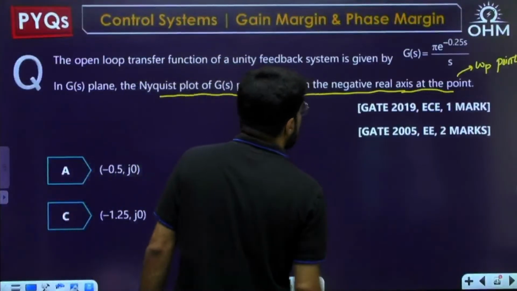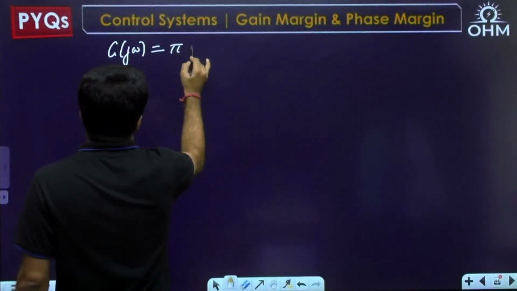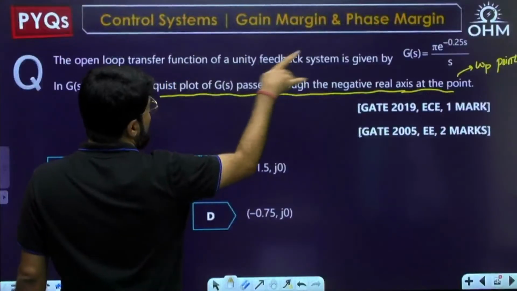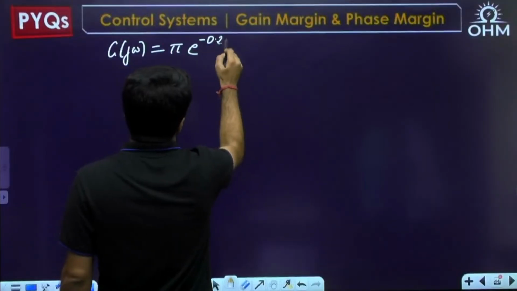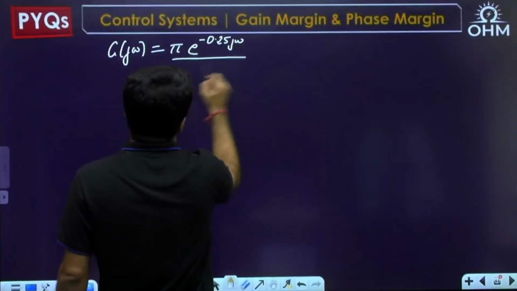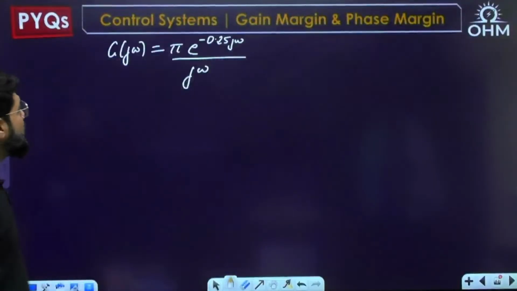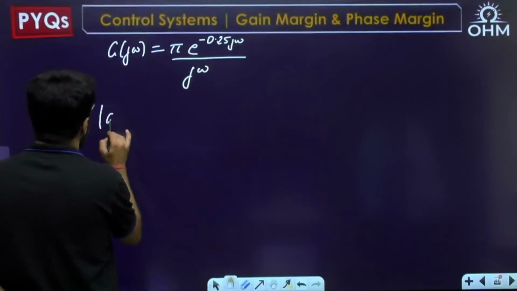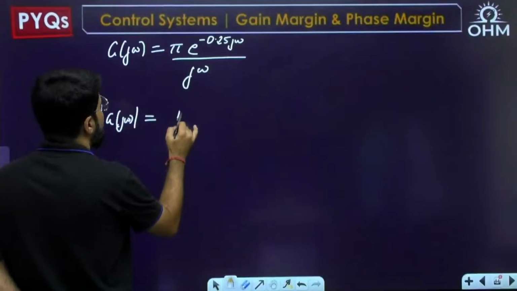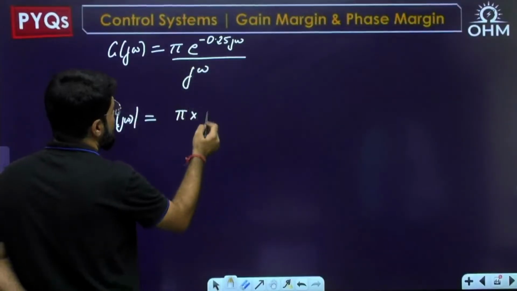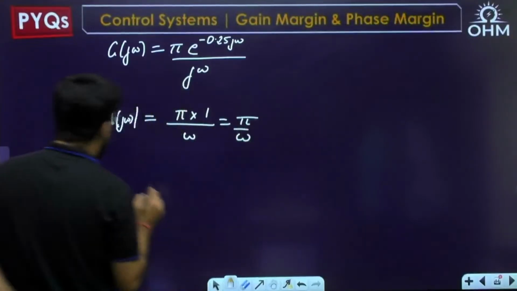So let's solve. What is G(j omega)? Let me convert to the frequency domain. G(j omega) equals pi e power minus 0.25 j omega, the exponential function, the transportation lag, divided by j omega. I put s equal to j omega. Now, what is the magnitude, mod G(j omega)? The magnitude will be pi. The magnitude of e power j theta is always 1. Divided by j omega, the magnitude is omega. So the magnitude function is pi by omega.